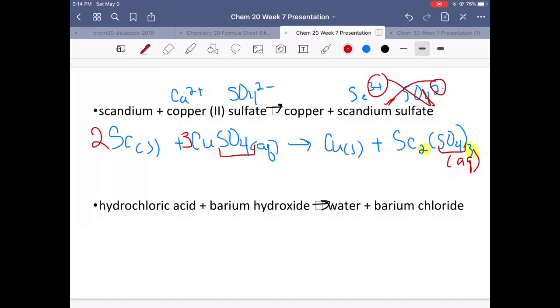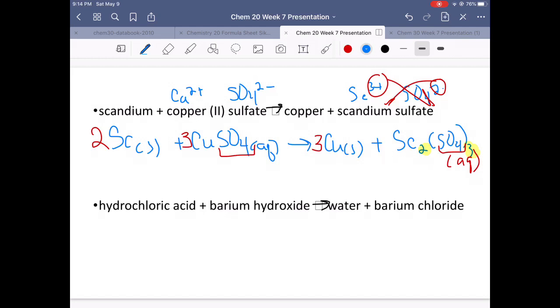I've now messed with copper, so I've got 3 coppers being reacted. I need 3 coppers be produced. There it is, guys. Alrighty, very last one here, hydrochloric acid. The acids will come back to haunt you. You should know these formulas, be able to figure them out.